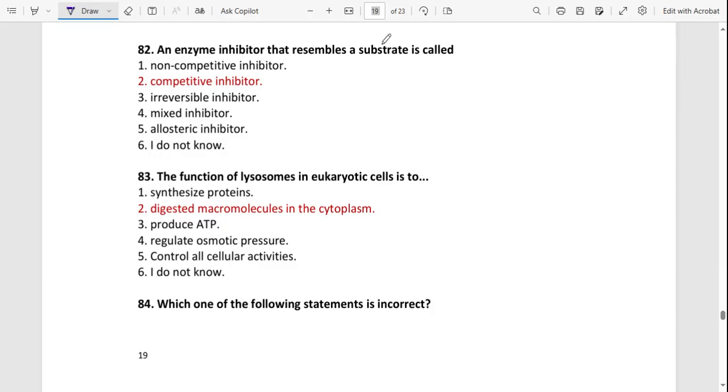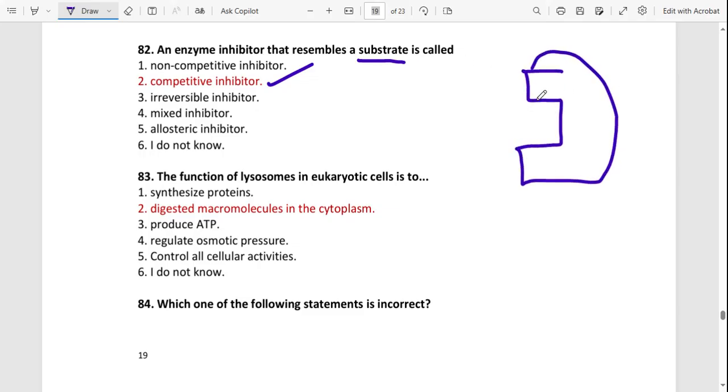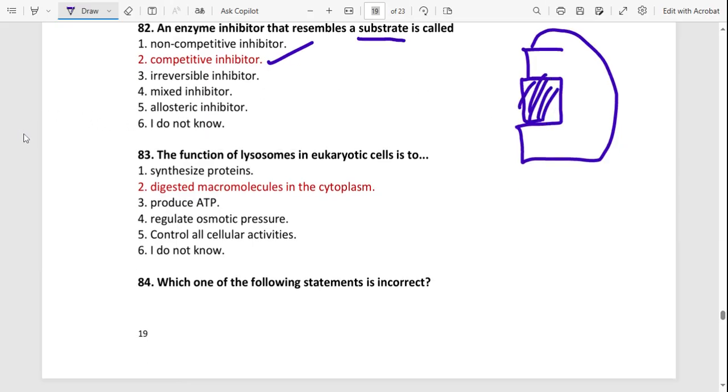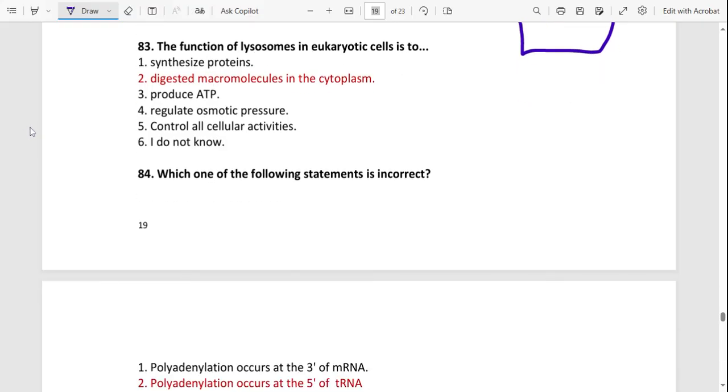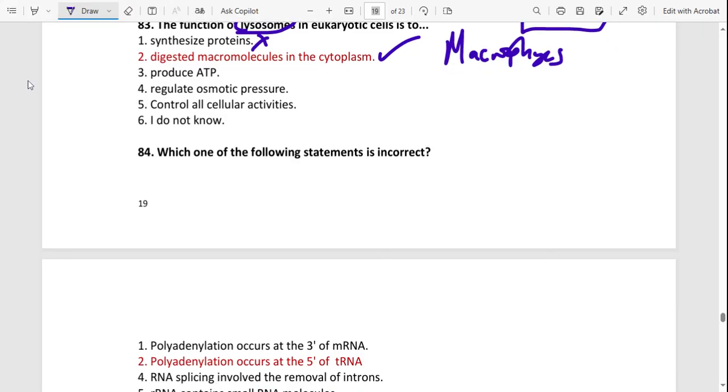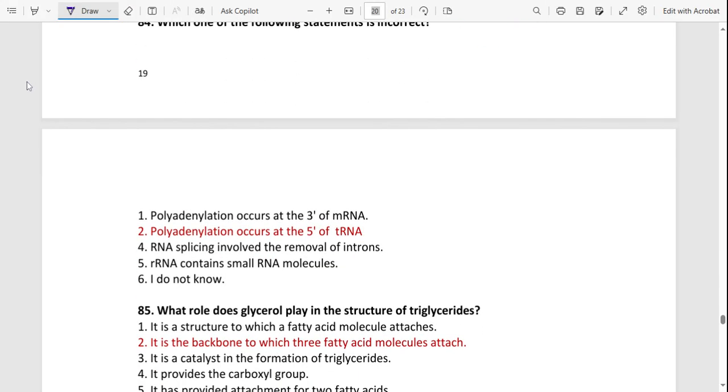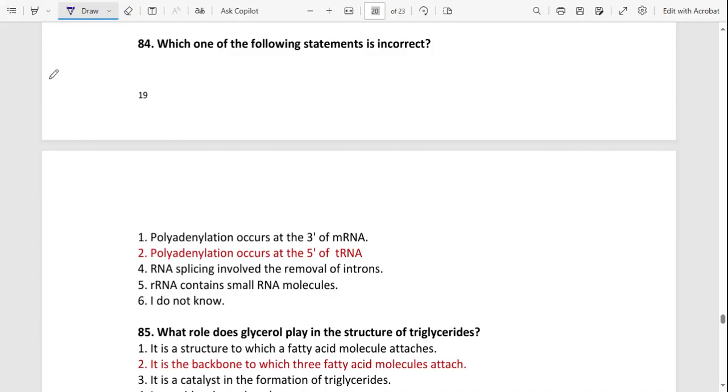An enzyme inhibitor that resembles a substrate is called competitive, because it will bind to the same site where the substrate is supposed to bind, because they have got the same shape. They resemble each other. The function of lysosome in a eukaryotic cell is to synthesize protein, no. Digest, yes, these are digestion. That's why lysosomes are found in phagocytic cells. For example, I've got what we call macrophages, which phagocytose. So they're going to have a lot of these lysosomes to digest cells or anything that is foreign to the body.